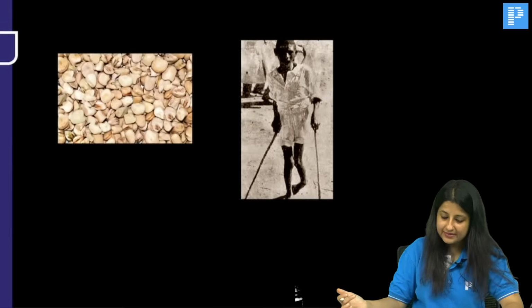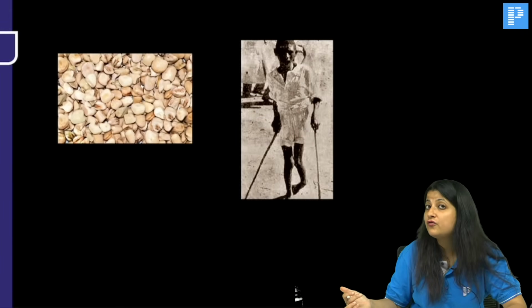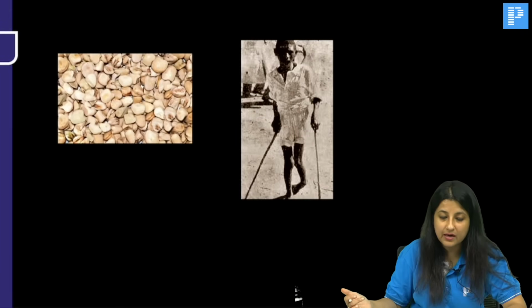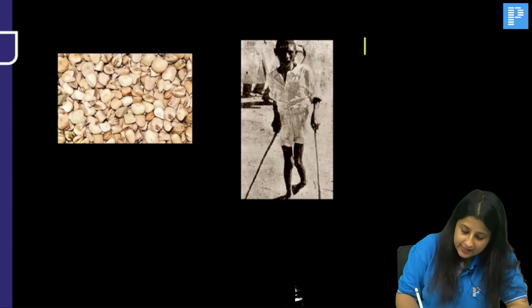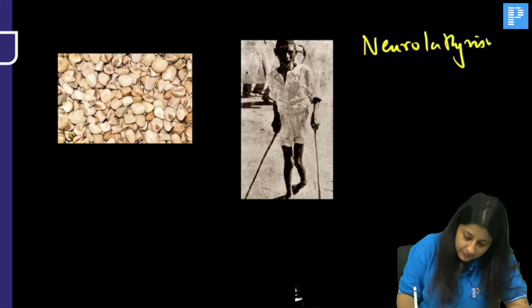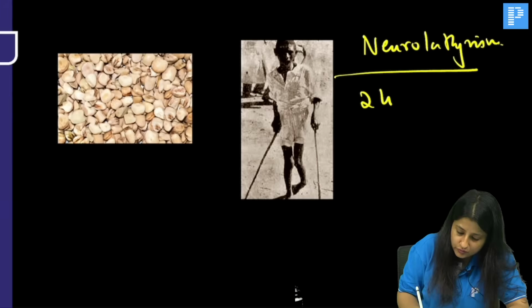Now tell me what has happened in this image. Which food adulteration are we talking about in this image? A person is walking with 2 sticks in his hand. So this one is neurolathyrism. Neurolathyrism ka 2-stick stage. It can very well come in your exams.